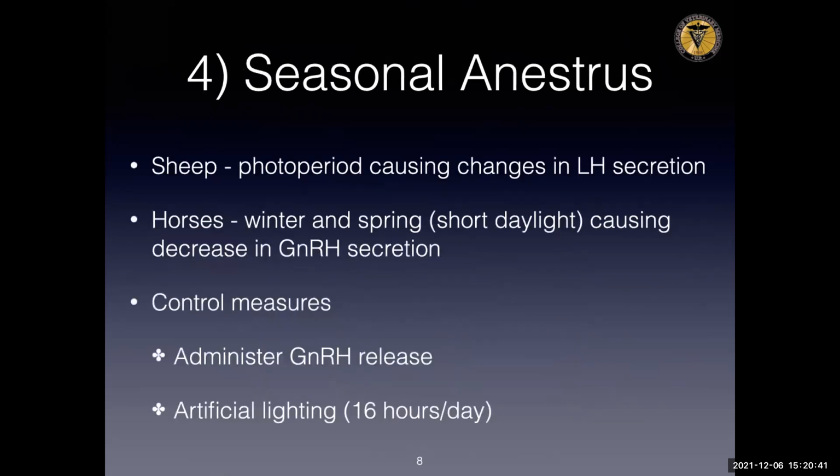Seasonal anestrus is guided by the photoperiod, causing changes in luteinizing hormone secretion. This holds true for sheep and horses. When it's cold here in the Philippines, in the Ber months, there is shorter daylight, so there is a decrease in GnRH secretion. So you would then have a problem with the normal cycling, and breeding usually happens when there is an increase in daylight.